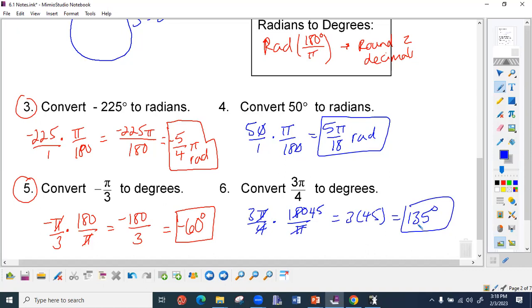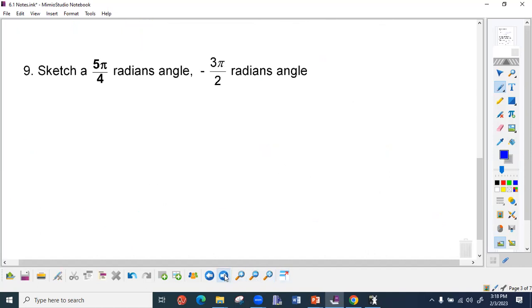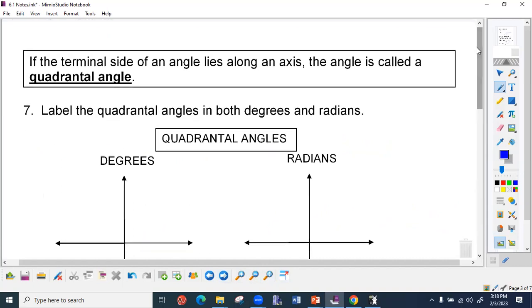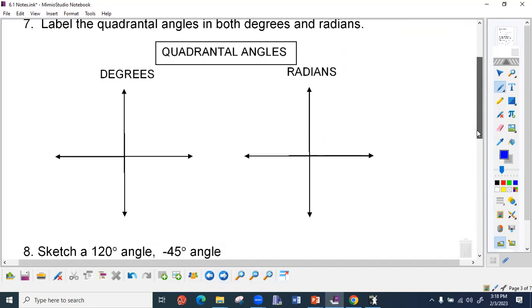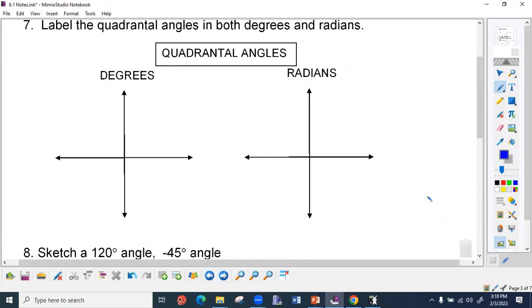All right. Step 1. We did it. If the terminal side of an angle lies along an axis, this angle is called a quadrantal angle. Okay, so we're going to go through and talk about our quadrantal angles. Your quadrantal angles are what lie on your positive x, your negative x, your positive y, and your negative y.